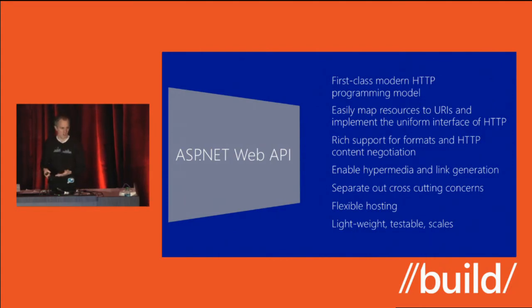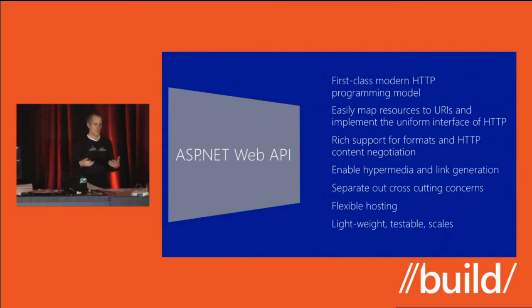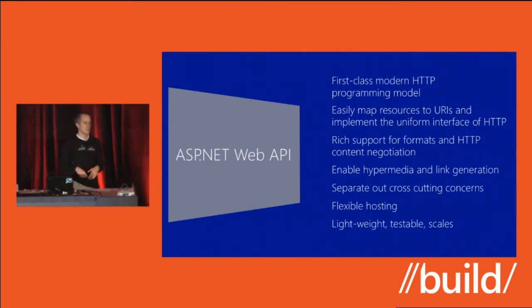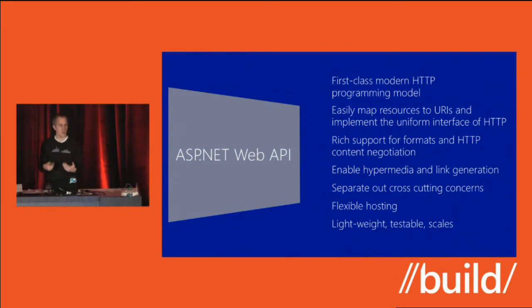You can self-host them in a process. You can host them easily on Azure. Publishing to Azure is a cinch. And lastly, we designed the whole framework to be lightweight, really easy to configure, testable, and to scale really well. The whole framework, top to bottom, is fully async, and it uses the new task-based async programming model. So you can take advantage of the await and async keywords in C# and get the benefit of making efficient use of your server resources.